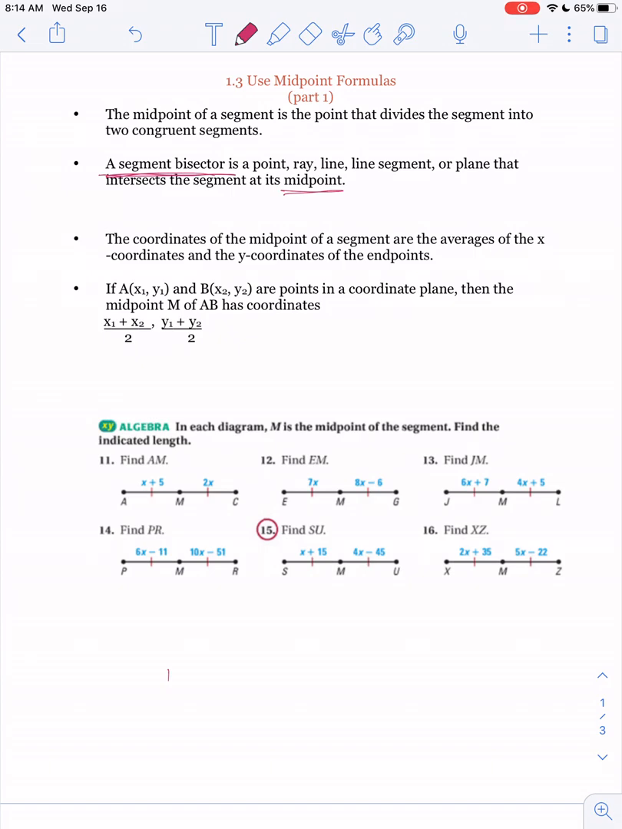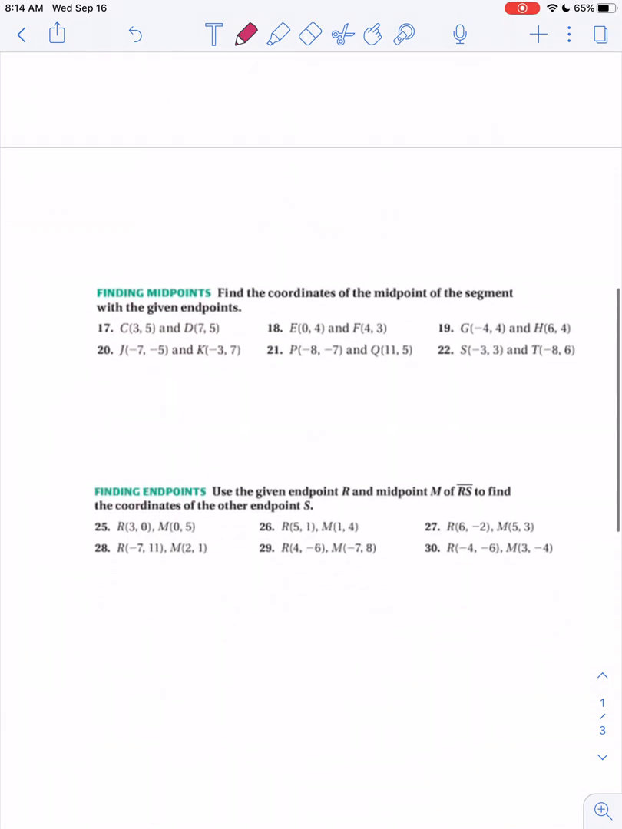Just like anything else, you would want to find the average to find the middle. So say you got a 94 on a test and you got a 96 on the test and you wanted to find your average. You would add those together and divide by 2. We're going to do the same thing to find the location of the middle of a line segment. We're going to take the two endpoints, add them together and divide by 2 to find where that middle is. So let's go ahead and practice that first.